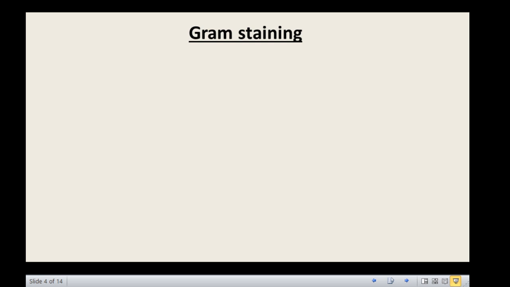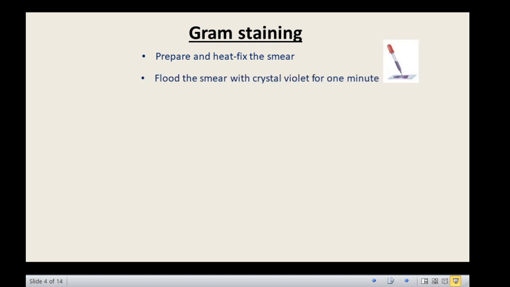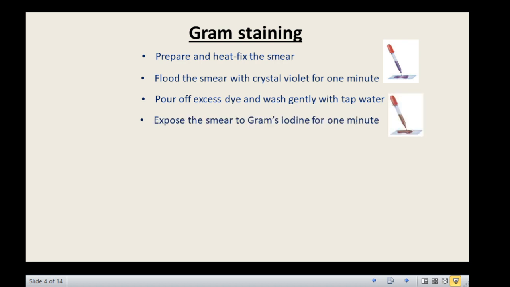Do you remember the Gram staining protocol? Well, let us quickly revise it. Prepare and heat fix the smear. Flood the smear with crystal violet for 1 minute. Pour off excess dye and wash gently in tap water and drain the slide against a paper towel. Expose the smears to Gram's iodine for 1 minute by washing with iodine, then adding more iodine and leaving it on the smear until the minute is over.